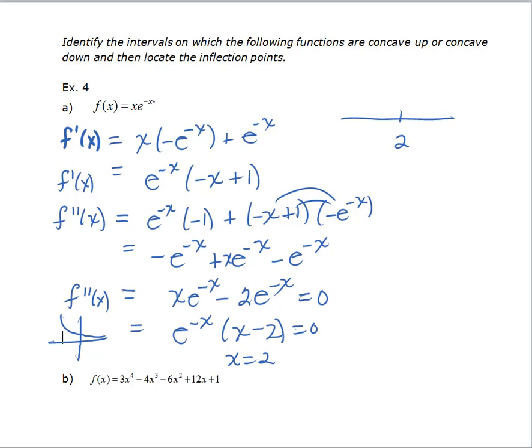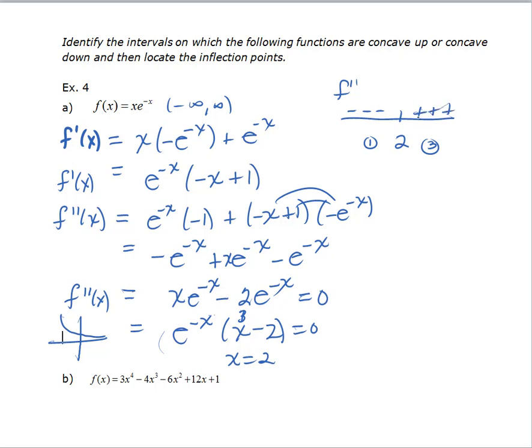The domain, by the way, of this function is all real numbers, so I don't have to worry about any values not being part of the domain. So I could test to the left at 1 and to the right at 3. And I'm testing the sign of the second derivative. And so since e to the negative x is always positive, I really only care about the sign of x minus 2. So when I plug in a 1 here, I get negative, right? So the second derivative is negative when x equals 1. When I plug in a 3, I get a positive.